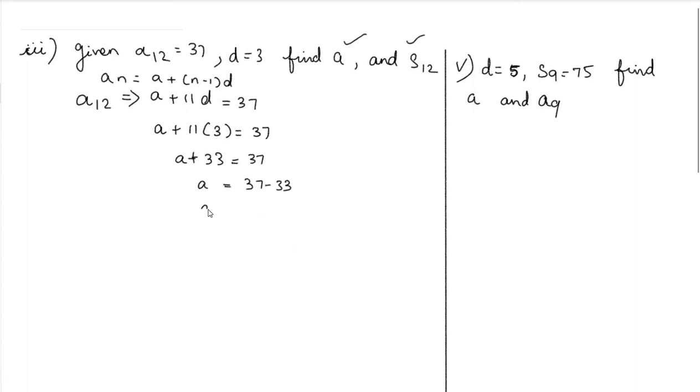What is our next step? A is equal to 37 minus 33, which is 4. So A is equal to 4. Okay, so we have now found A. Now we have to find S12.